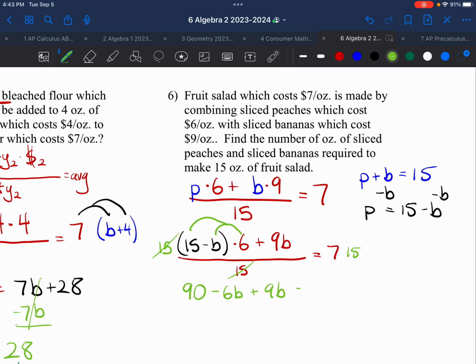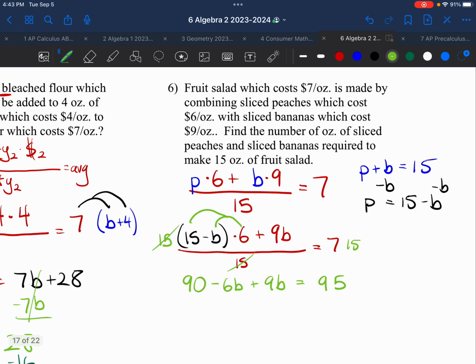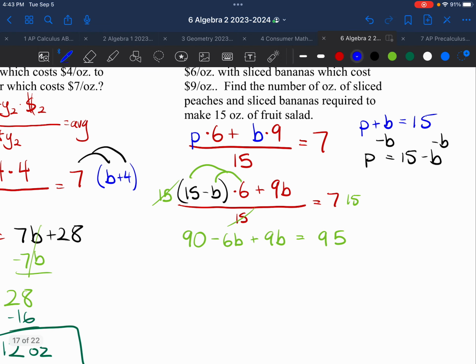So 7 times 5 is 35. So I'm going to write down the 5, carry the 3. 7 times 1 is 7, plus the 3 is 10, so this should be 105. All right, so from here, I'm going to go ahead and simplify. Notice that we have two like terms, negative 6B and 9B, so that's going to be a 3B. So I have a plus 3B, and don't forget your 90, and that's going to be equal to 95.